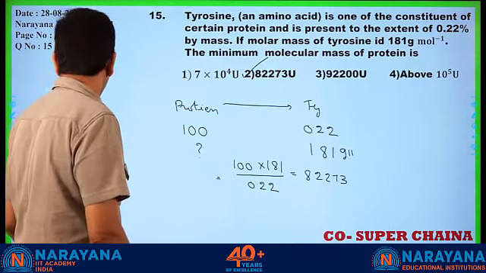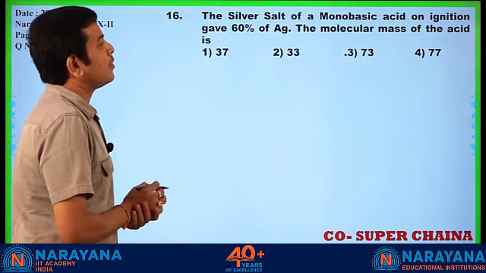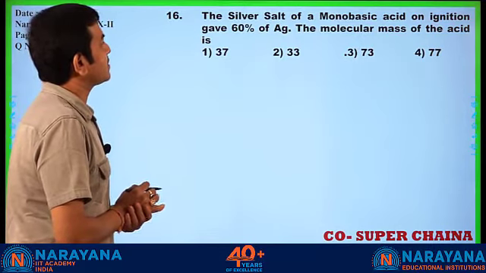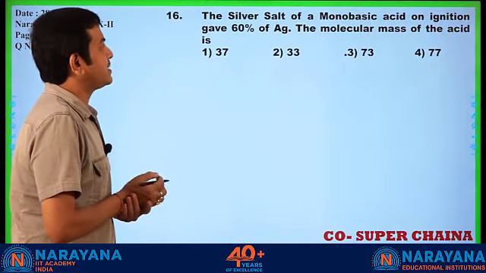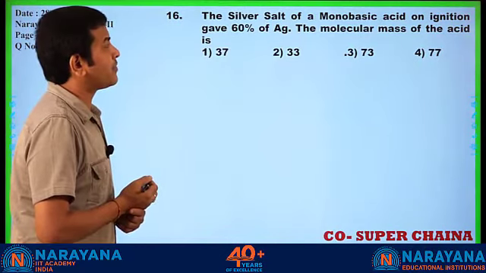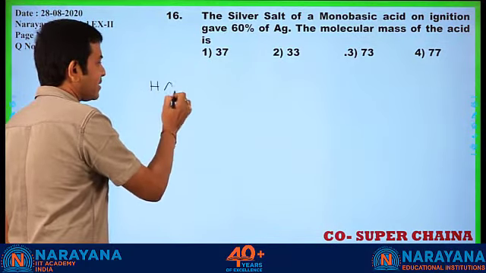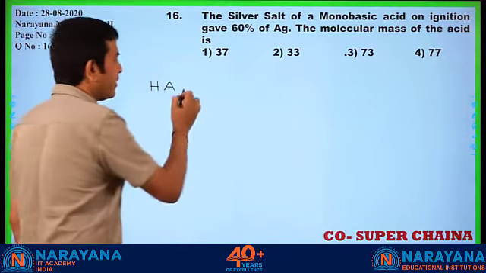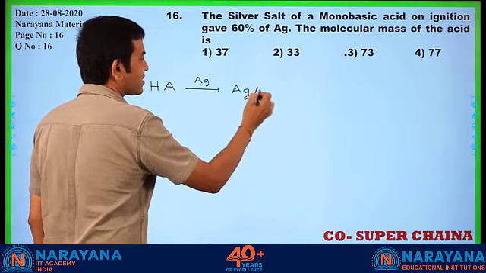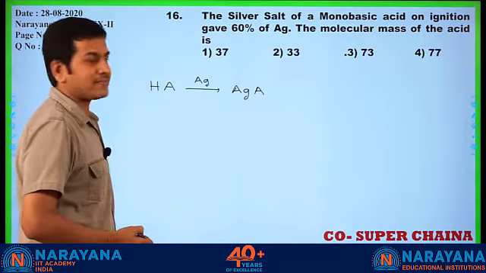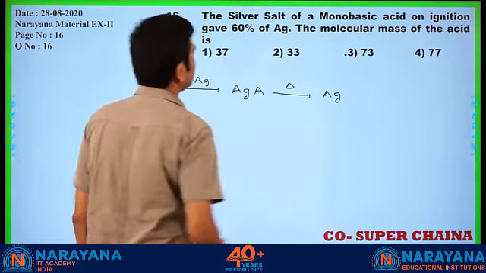Next question. A silver salt of a monobasic acid on ignition gave 60% of Ag. The molecular mass of the acid is? Let the monobasic acid be HA. When treated with Ag, AgA is the silver salt of the monobasic acid. On heating, it decomposes into Ag, just 1 mole of Ag.